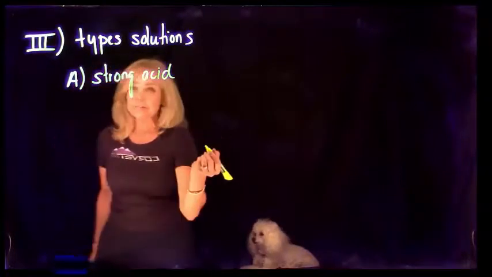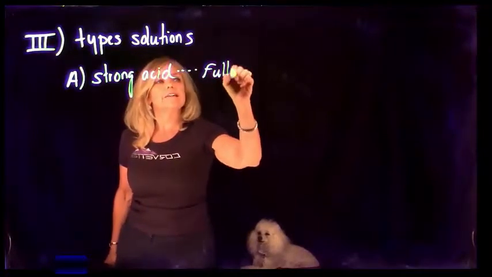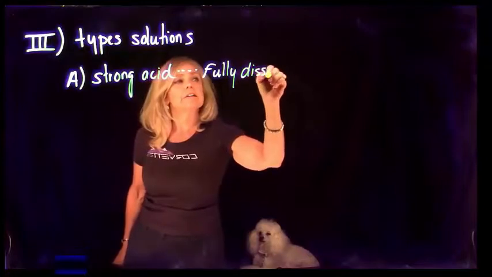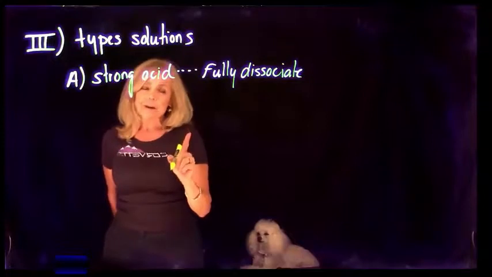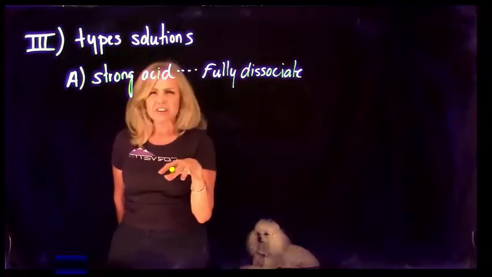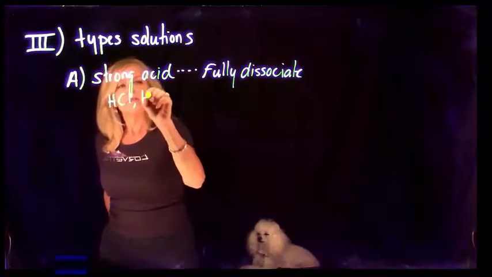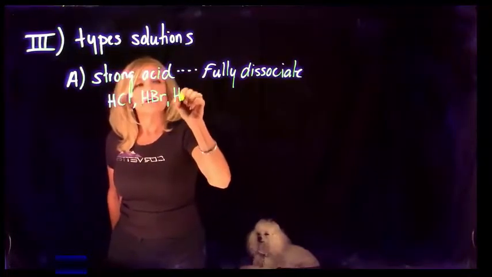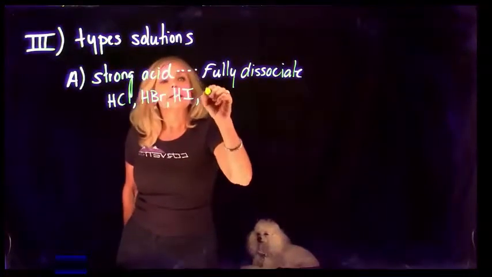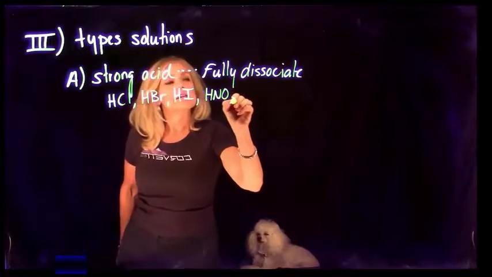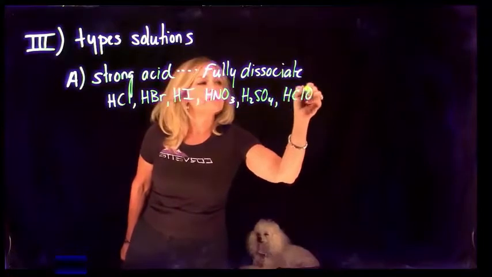Okay, by definition, a strong Bronsted acid is going to fully dissociate, break up into ions. The best way to recognize a strong acid: there's 6 of them. Just memorize them. It's easy. Hydrochloric, hydrobromic, hydroiodic, all halogen-based molecular substances, nitric, sulfuric, and perchloric. 6 strong acids.